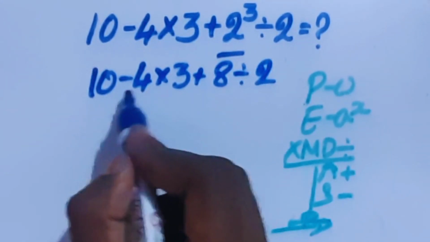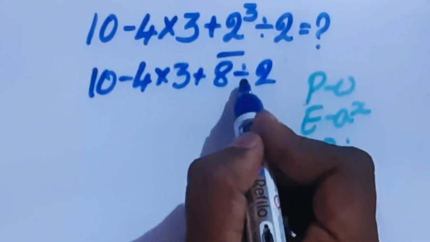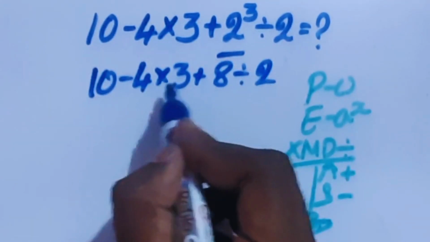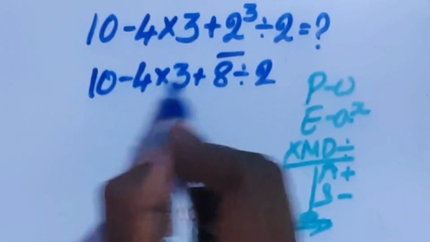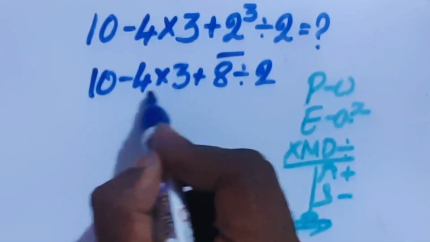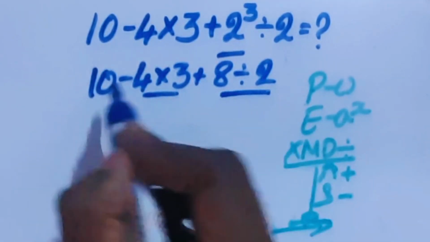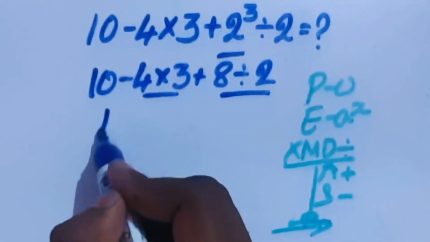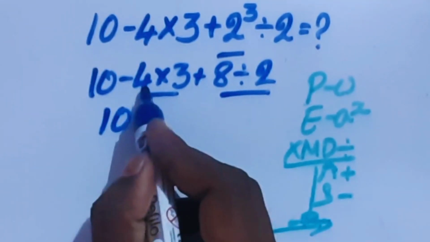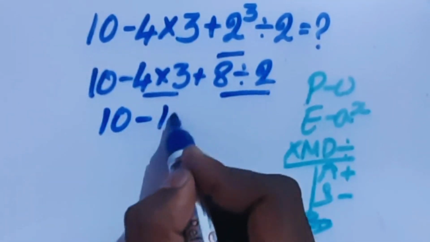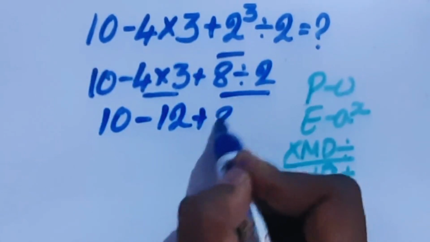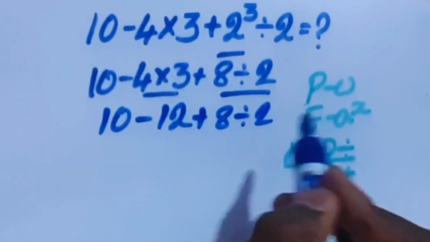Here we have subtraction and multiplication, addition and division. Multiplication and division are higher priority than addition and subtraction, so we have to do the multiplication and division before the addition and subtraction. Here 10 minus 4 times 3 is 12, plus 8 divided by 2.